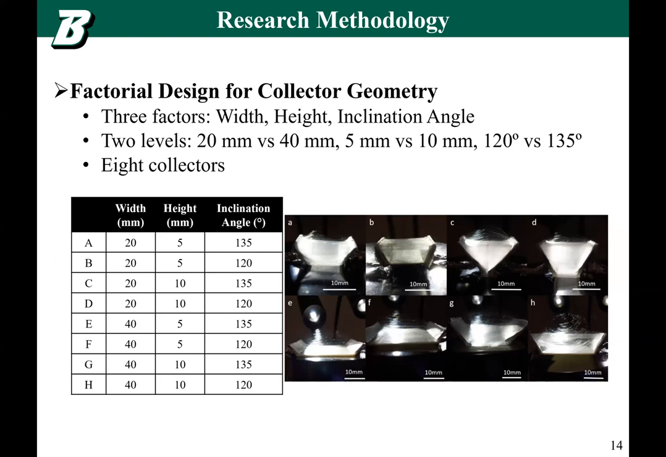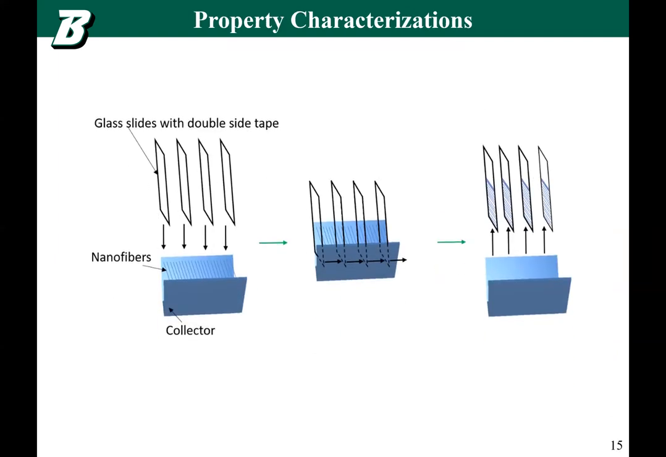So now that there's 8 different scaffolds, it is very hard for us to use the microscope to characterize the fibers, since they are in 3D scale. And the microscope focusing range is smaller than the scaffold size. So we need to figure out a way to convert the fibers in 3D scale into 2D scale. So the measure we're adopting here is to use different glass slides with double side tape to insert from top to the inside of the scaffold and swipe horizontally to collect the fibers in different sections.